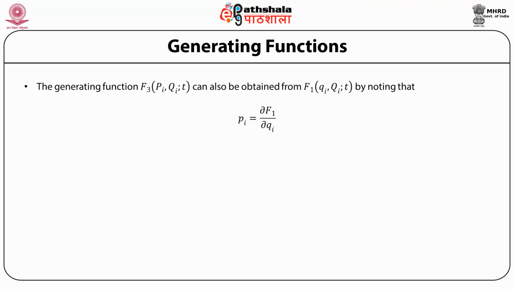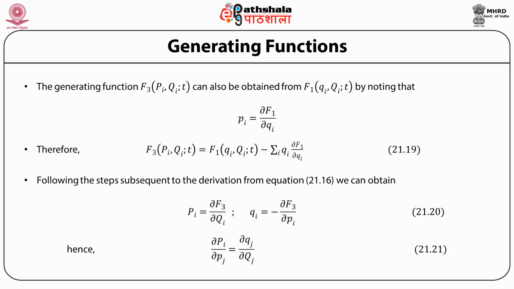Now the generating function F3, which is a function of new coordinates, new conjugate momenta and time, can also be obtained from F1 by noting that the old conjugate momenta can be expressed in terms of F1 as the partial derivative of F1 with the old coordinate q_i. So we write F3, which is a function of new coordinates and new momenta, as a function F1, which is a function of old coordinates and new coordinates, minus sigma over i q_i times the partial derivative of F1 with respect to q_i. Following similar steps, we can obtain the equation 21.21, which relates the partial derivative of the new momenta with respect to the old momenta with the partial derivative of the old coordinates with the new coordinates, and likewise the equation 21.24.